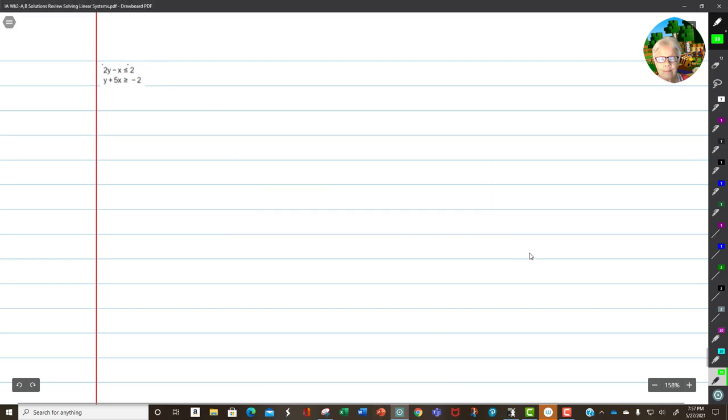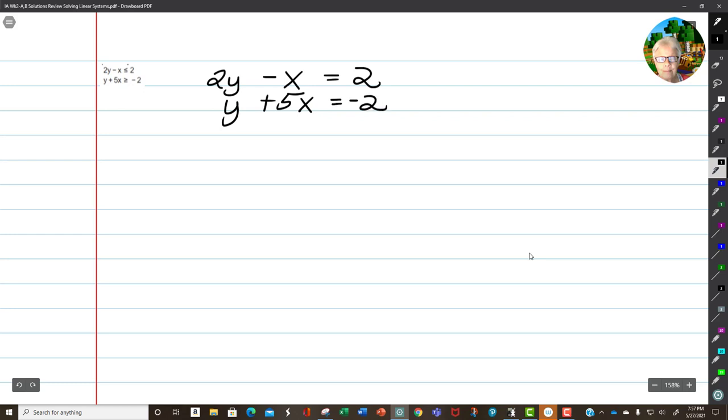Trying to make it clear. Now we're just going to go back to good old black and white. I need to find out where those lines intersect. 2y minus x equals 2 and y plus 5x equals negative 2. This is line 1, and this is line 2.